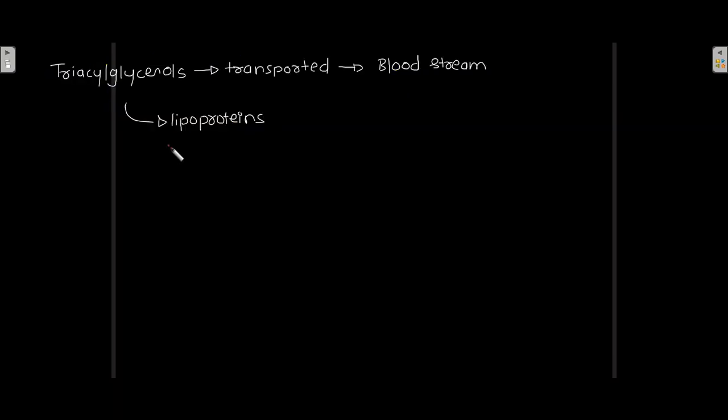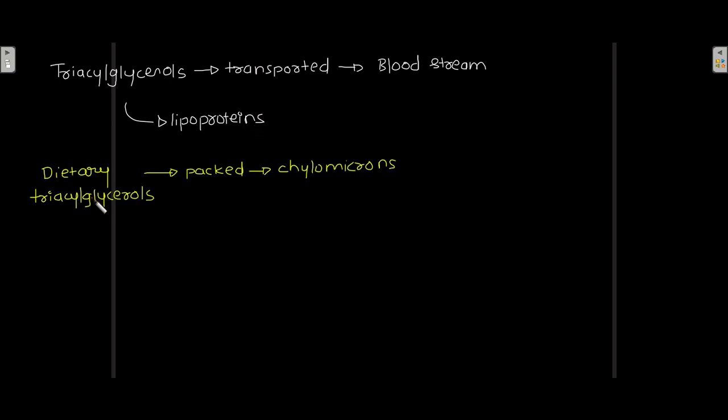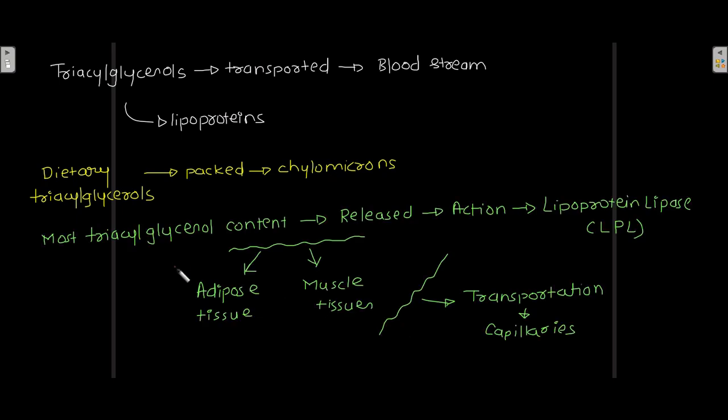Now these triacylglycerols are transported in the bloodstream as lipoproteins. These dietary triacylglycerols are packed into chylomicrons. Most of the triacylglycerol content is released by the action of lipoprotein lipase into the adipose tissue and muscle tissue while being transported through capillaries.